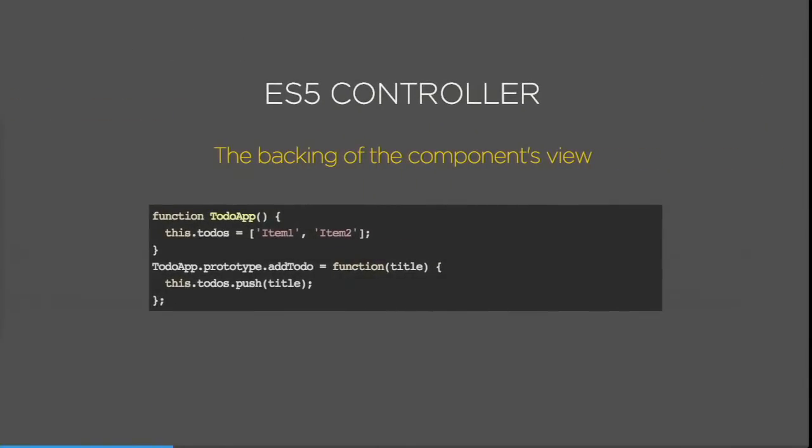Even in ES5, it's still very simple. I have my constructor function, I initialize my to-dos, and on the prototype, I add my addTodo function. So in both versions of the language, it's still pretty easy. This is the backing of my component's view.